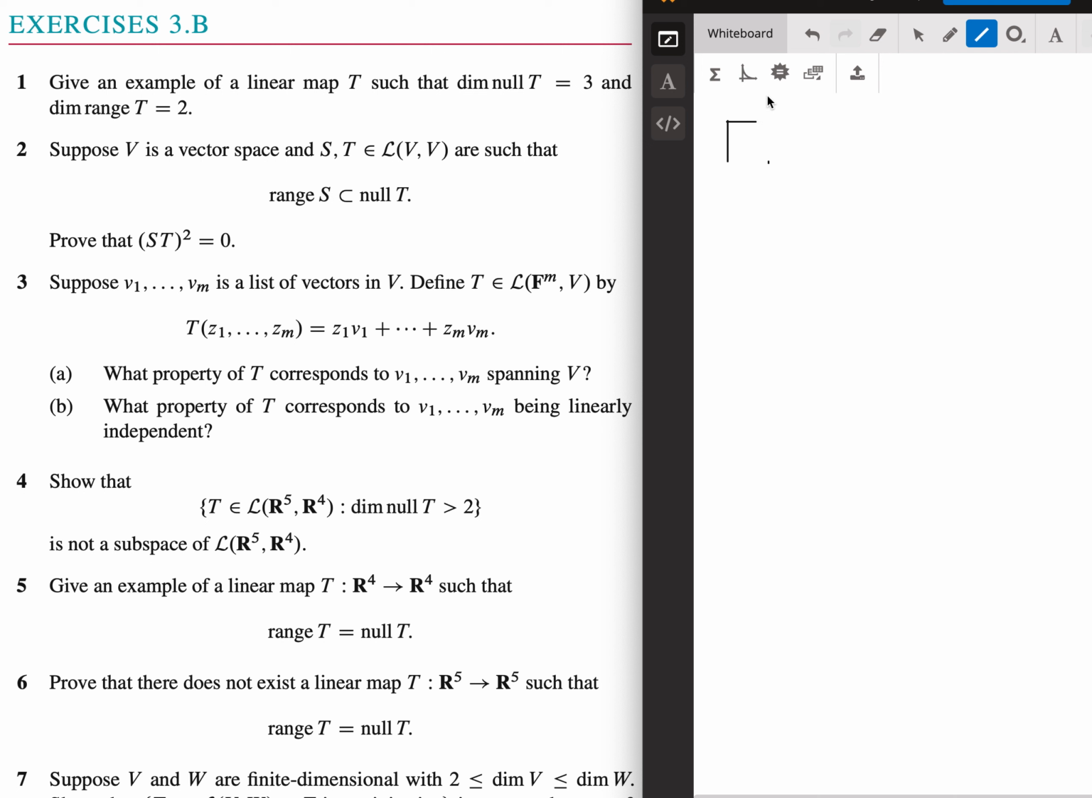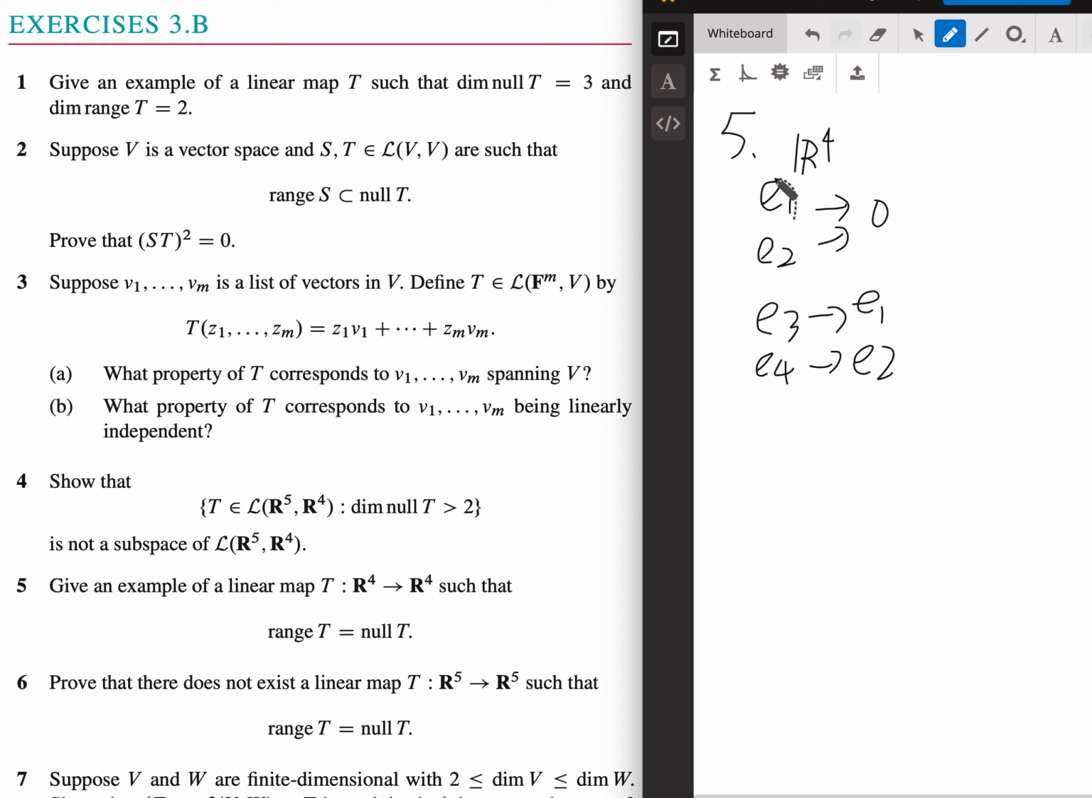Alright, let's go to example 5. I'll give an example of a linear map such that the range is equal to the null space. Yeah, there's an interesting example. So you want to maybe map E1 and E2 in R4 into 0, and then E3 and E4 into E1 and E2. This way the null space and the range are equal, so that's not too bad.